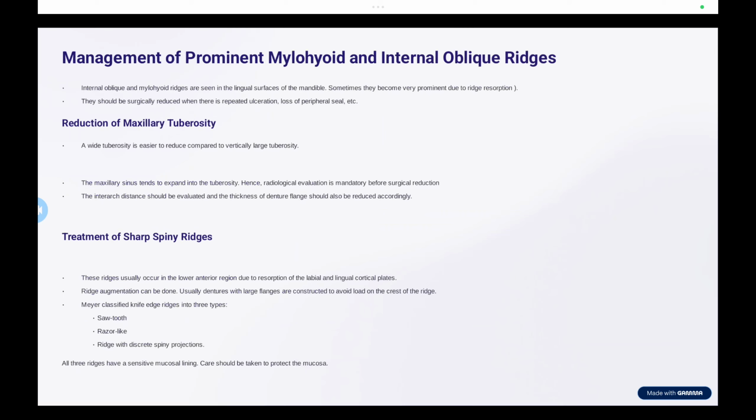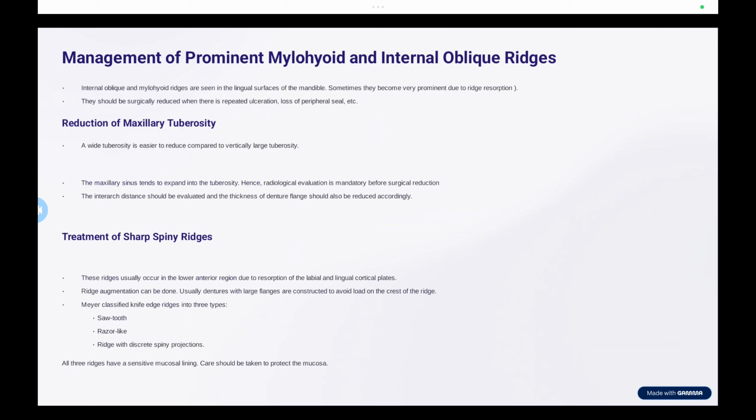Now, the reduction of maxillary tuberosity. A wide tuberosity is easier to reduce compared to a vertically large tuberosity. The maxillary sinus tends to expand into the tuberosity, hence radiological evaluation is compulsory and mandatory before surgical reduction. The interarch distance should be evaluated and the thickness of the denture flange should also be reduced accordingly.